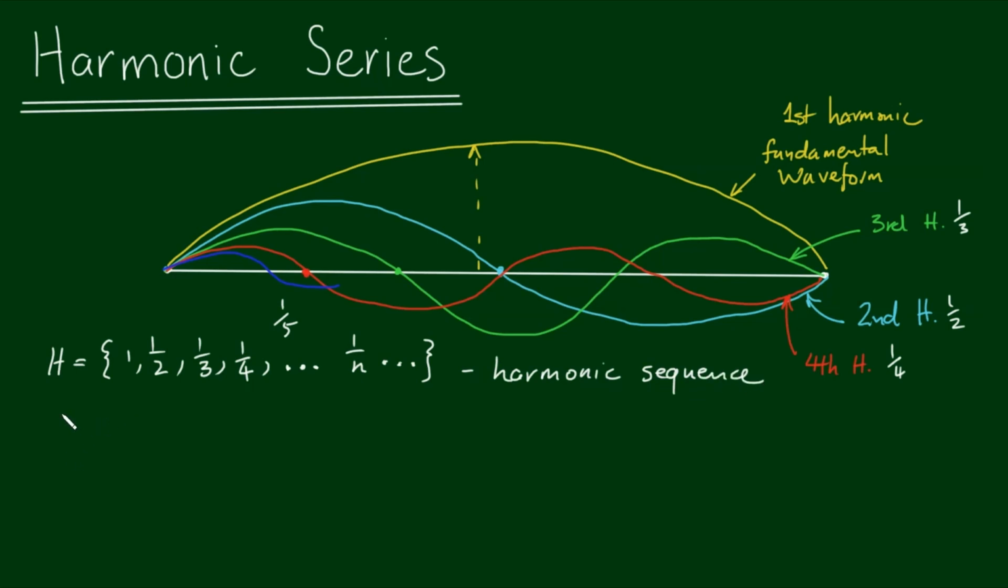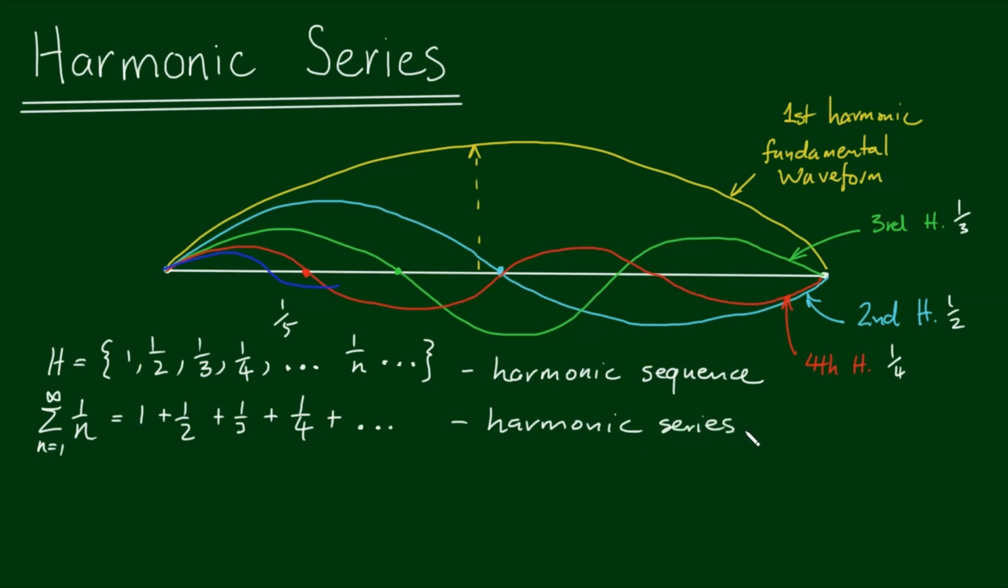And when we add up this infinite sequence, we get the harmonic series. So we have the sum from n equals 1 to infinity of 1/n, which equals 1 plus 1/2 plus 1/3 plus 1/4 plus so on and so forth. We call this the harmonic series. But in this video, we're going to show that the harmonic series is a divergent series.